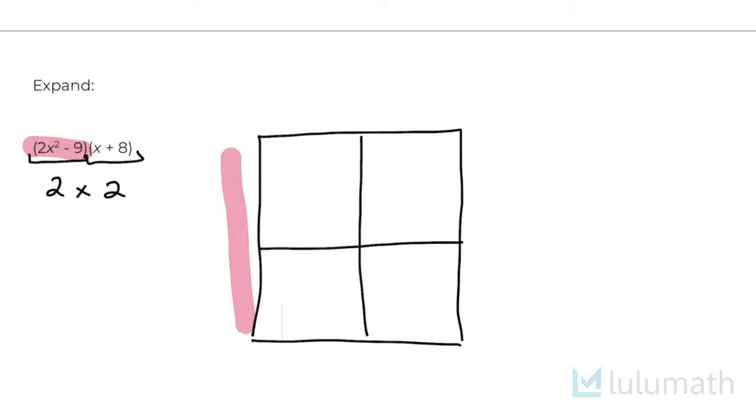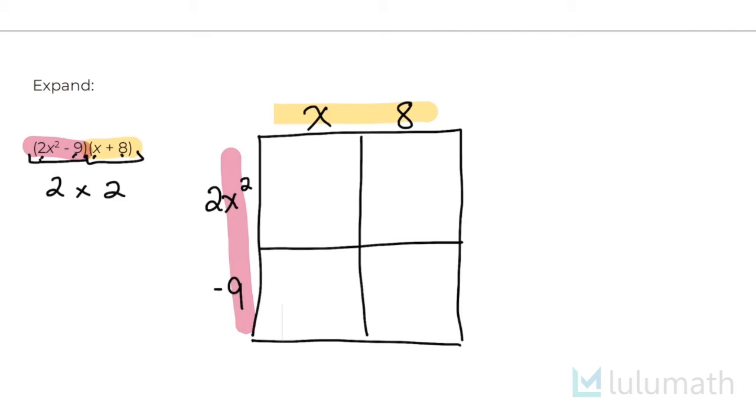So my first term was 2x squared right here, so I'm going to put 2x squared in my first box. And then my second term is negative 9, so I'm going to put minus 9 right here in my second box. Then I also have this x plus 8 right here, so I'm going to put that on top over here. So my first term is x, so I'll put an x right here, and my second term is an 8, so I'll put an 8 right there.